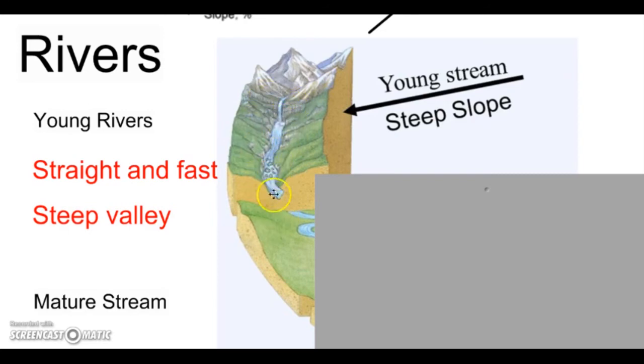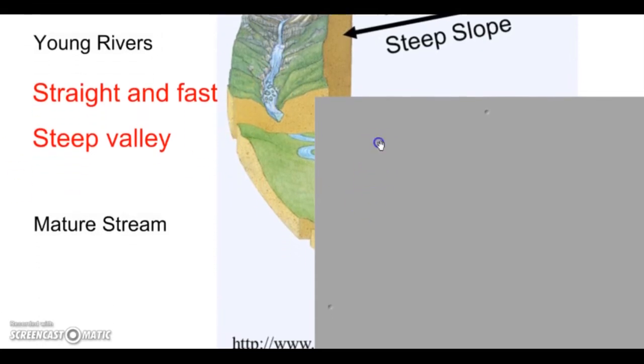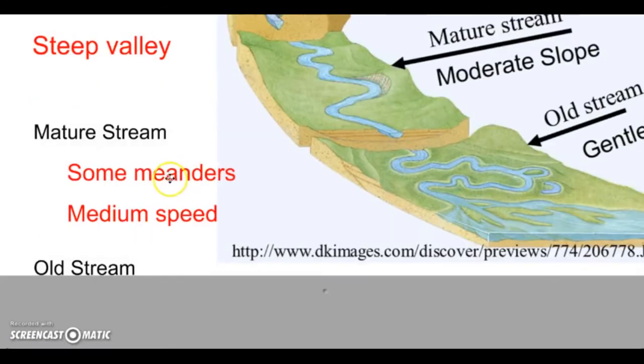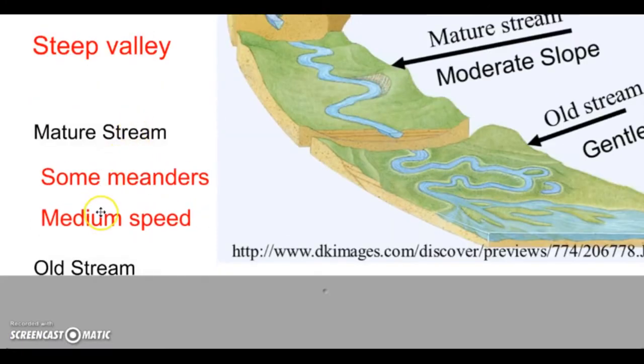Okay, so these young rivers haven't had a lot of time to work yet, but over time they change into what we would call a mature stream. Okay, they have a more moderate slope. So a mature stream will have some meanders and it'll be a medium speed. I mean, there'll be cuts and there'll be hills and valleys. But over time, as that stream meanders and cuts more and more of the valley away, what you end up with is an old stream.